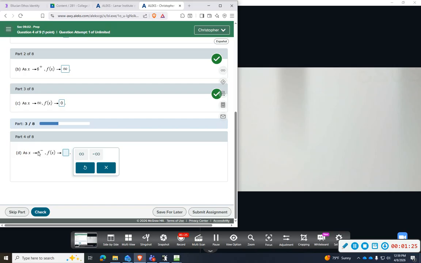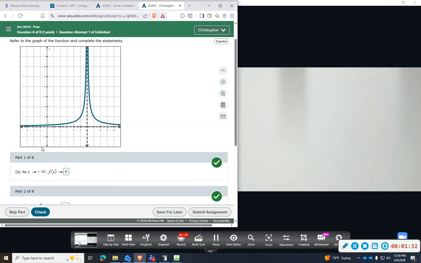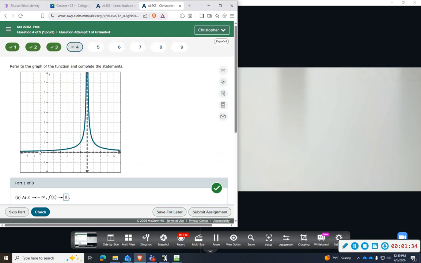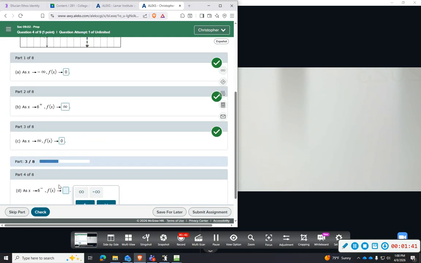And then as x goes toward 6, but we're coming from the left side. So that little negative up at the top means from the left. So I'm coming from the left, negative side, going toward 6. The y value is shooting up to infinity.